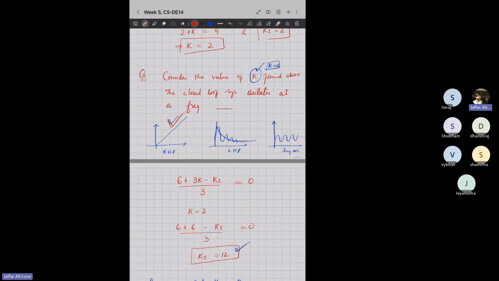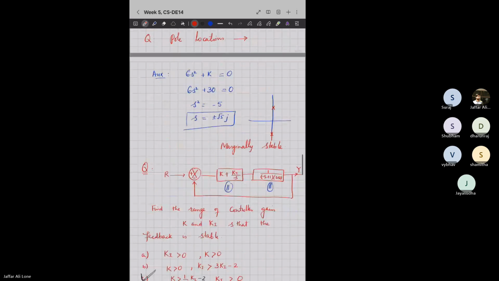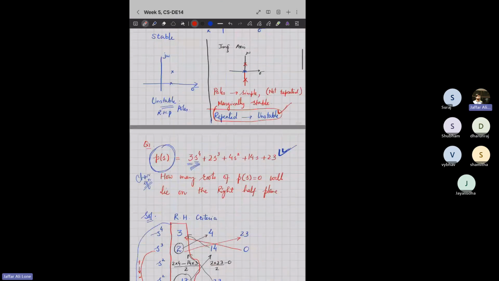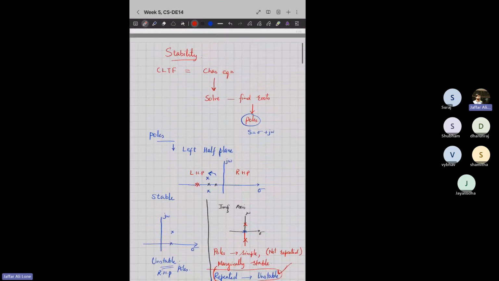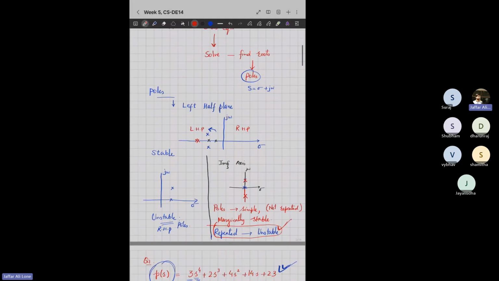See, the system is stable if the poles are on the LHP. We discussed it in the beginning. You joined late, probably. Yeah, here, see. If the poles are on the LHP, the system is stable. If the poles are on the RHP, the system is unstable.